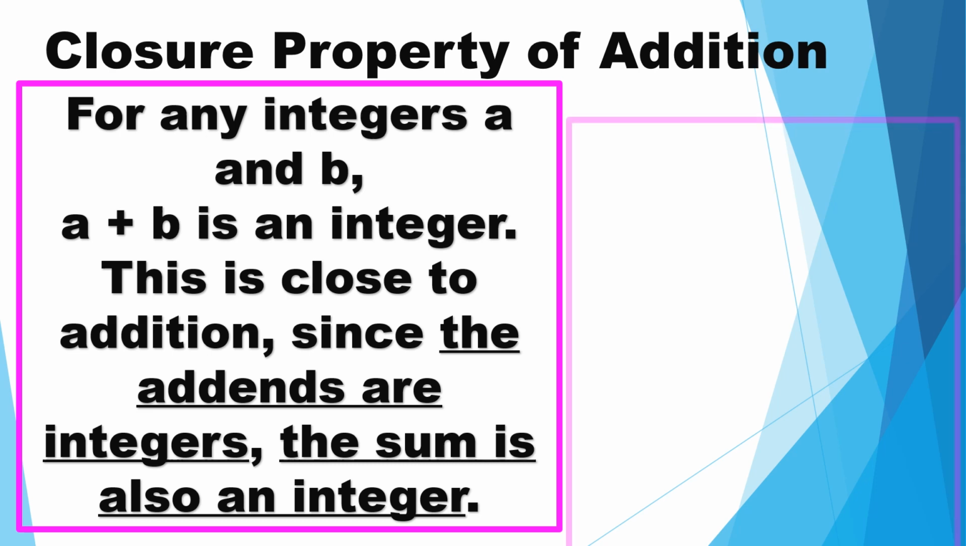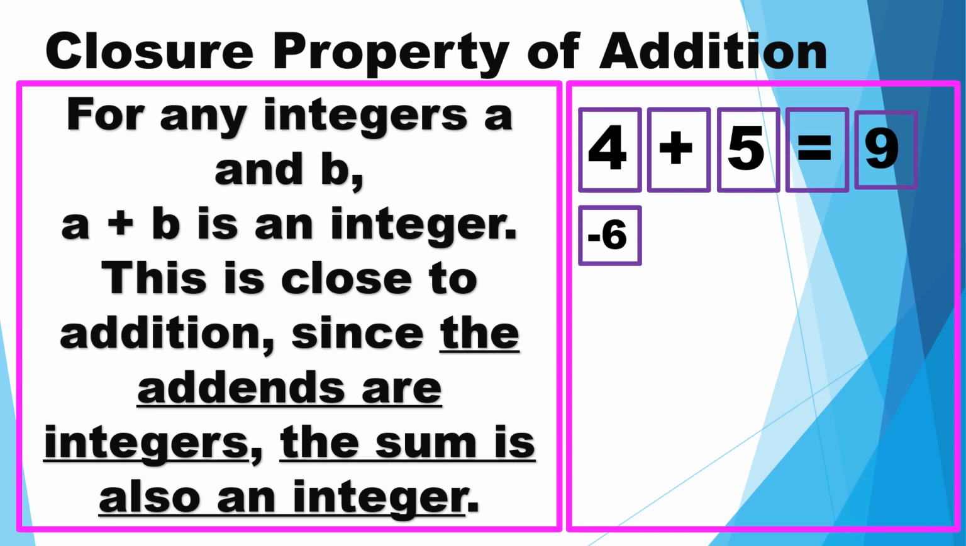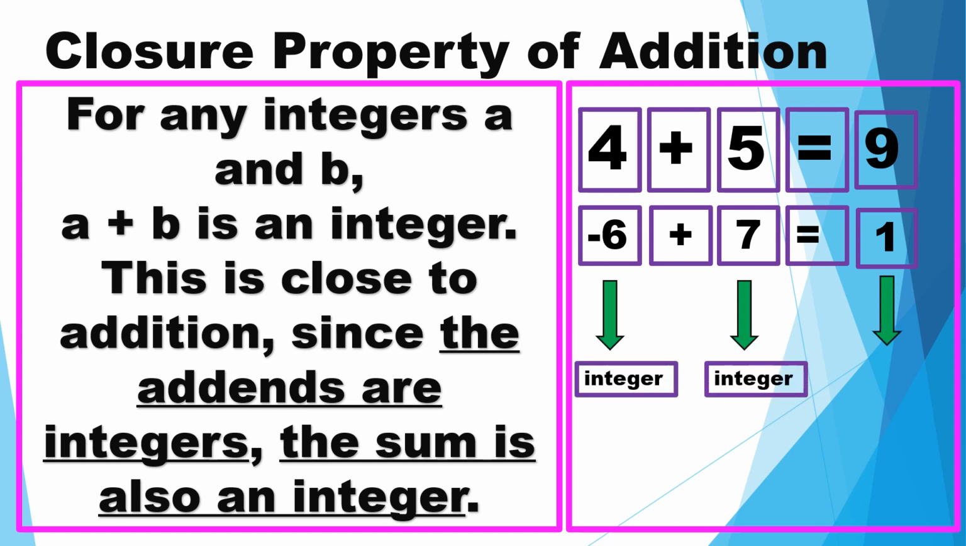Let us have an example. 4 plus 5 is equal to 9. Negative 6 plus positive 7 is equal to 1. Negative 6 is an integer, positive 7 is an integer, 1 is an integer. Integer plus integer is equal to integer. So that is closure property of addition.